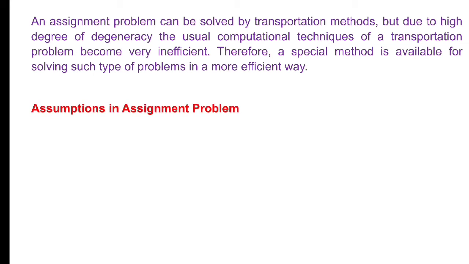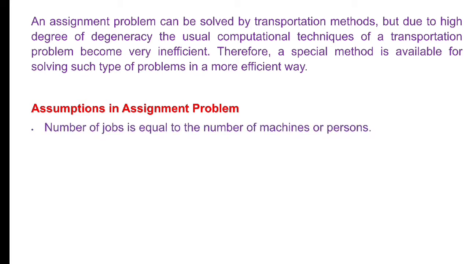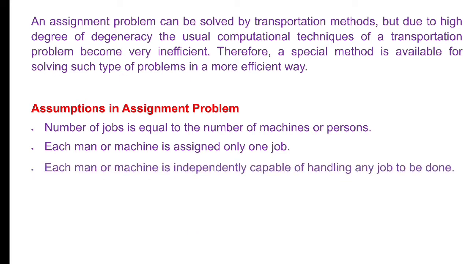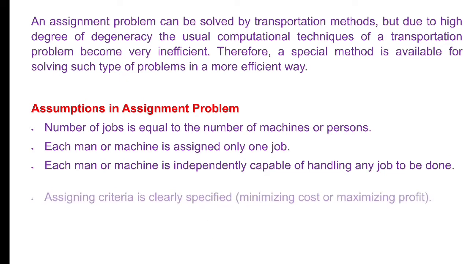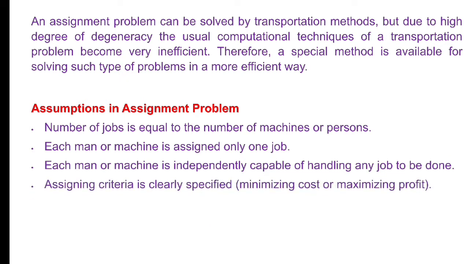Assumptions. Before solving this problem, we need to consider what assumptions can be made. The number of jobs equals the number of machines or persons. Each man or machine is assigned only one job. Each man or machine is independently capable of handling any job to be done. The assigning criterion is clearly specified, that is, minimizing cost or maximizing profit. Both ways can be solved here.